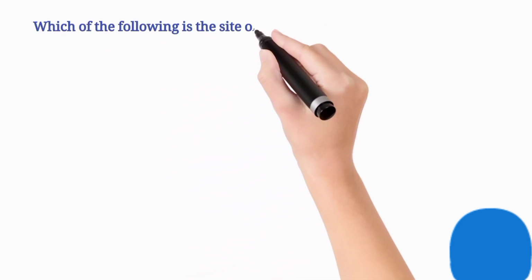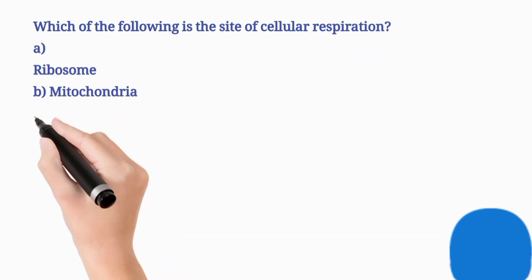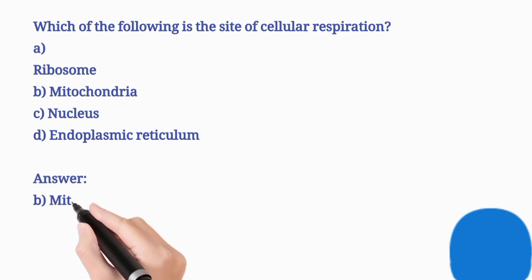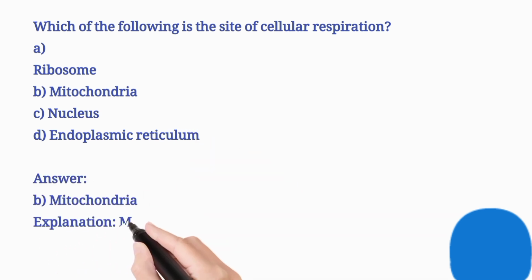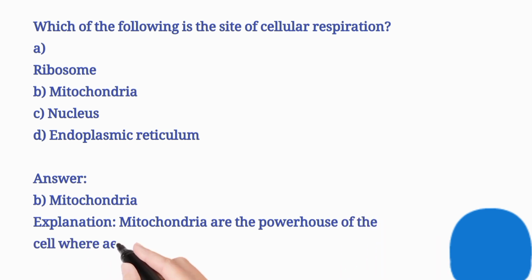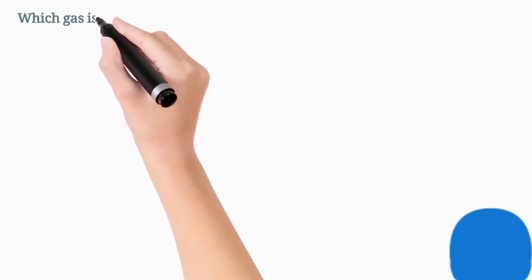Which of the following is the site of cellular respiration? Ribosome, mitochondria, nucleus, endoplasmic reticulum. Mitochondria. Mitochondria are the powerhouse of the cell, where anaerobic respiration takes place producing ATP.